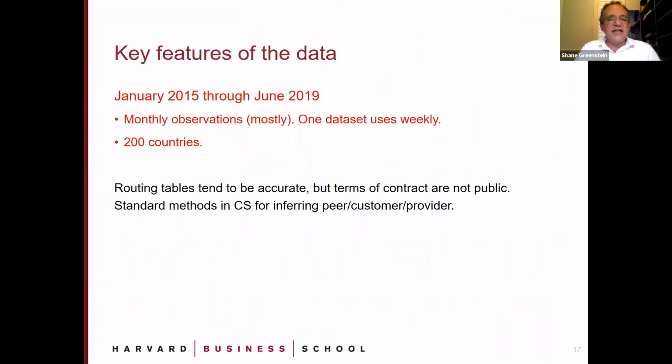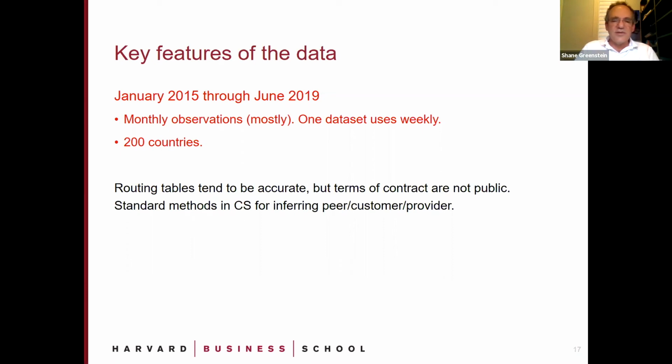Key features of the data: it's 2015 to 2019. It's mostly monthly observation. The data set on IP addresses is going to be weekly. It's approximately 200 countries. In fact, it's 199 countries. And then it turns out a bunch of networks are affiliated with the European Union. So that becomes our 200th country, if you like.